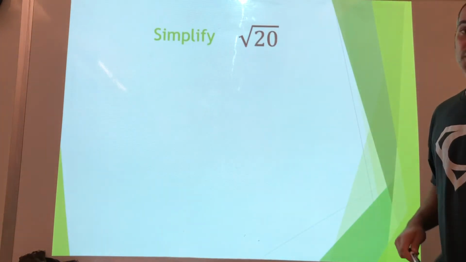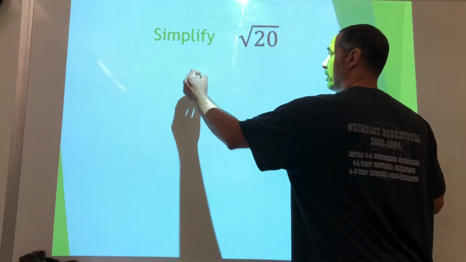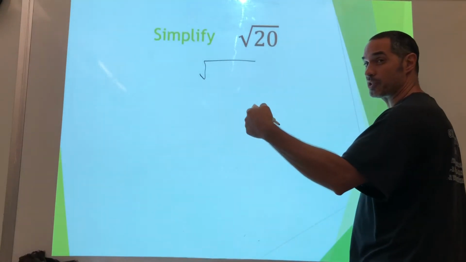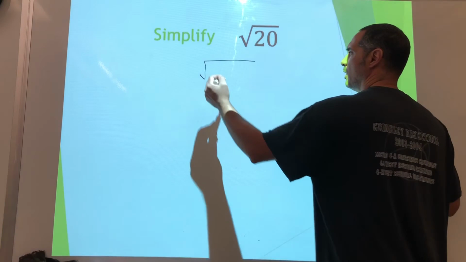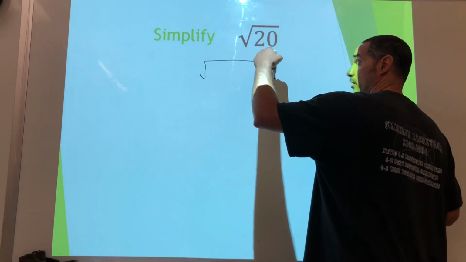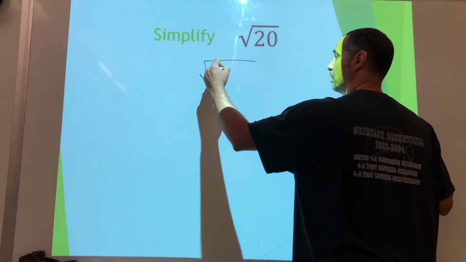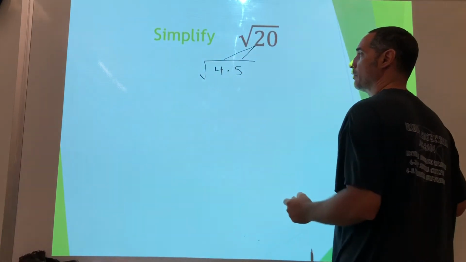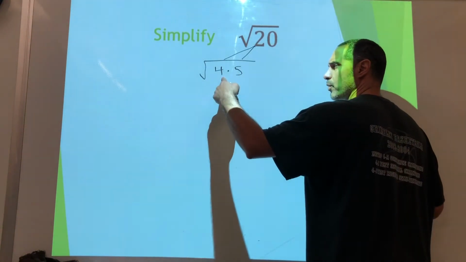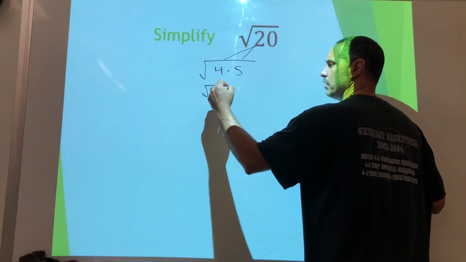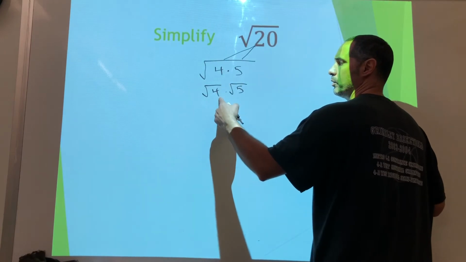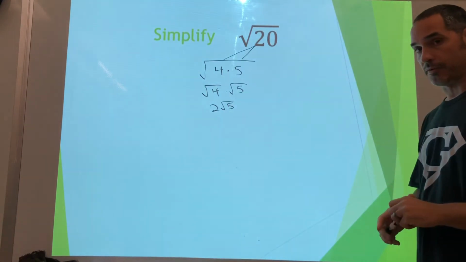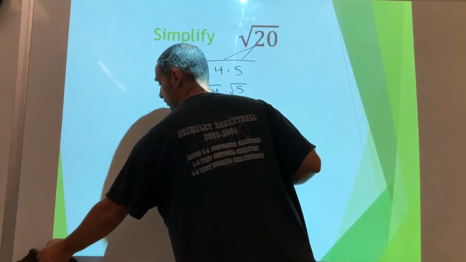All right, we're going to simplify the square root of 20. So 20, what are the factors that go into 20? So remember, we want our perfect squares if we can remember what those are. And we know that 4 goes into 20, and 4 is a perfect square, so this is 4 times 5. Factors of 20, 4 and 5. And the square root of 4 is a perfect square, which is 2. So this is going to be 2 times the square root of 5. And that's how you simplify with square roots.